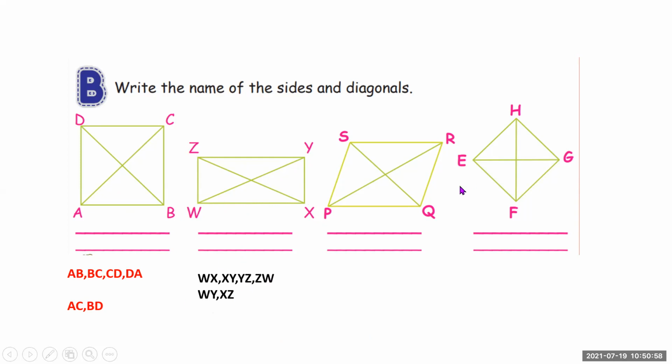And let us see the parallelogram. The sides are PQ, QR, RS, and SP. The diagonals are PR and SQ or QS. You can call it either way. And what about this? This is a rhombus, has four sides, 1, 2, 3, 4, and two diagonals. They are also equal.